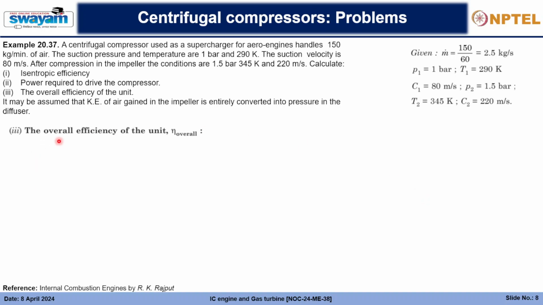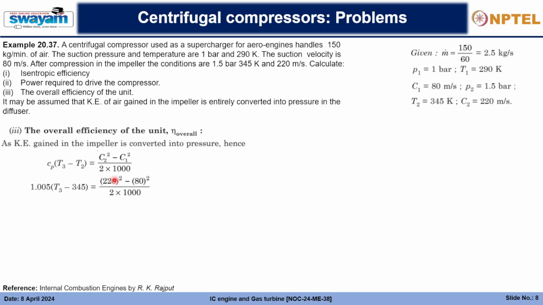Now we calculate the overall efficiency of the unit. So first we need to know that as kinetic energy gained in the impeller is converted into pressure, hence the entire work done, that is Cp (T3 minus T2), is equal to (C2 square minus C1 square) divided by 2 into 1000, and T3 is unknown. So here we will get the value of T3 equal to 365.9 Kelvin.